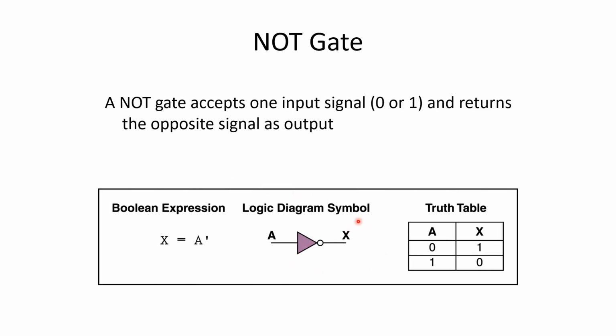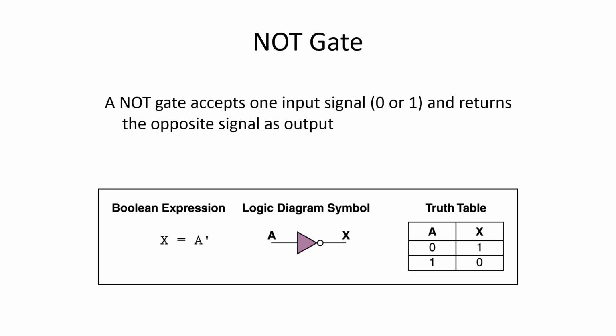The NOT gate is a fundamental digital logic gate that inverts its input. It takes a single binary input and produces the opposite binary output. If the input is 1, the output is 0 and vice versa. The Boolean expression for a NOT gate is x = a̅, where a is the input and x is the output, with the overline indicating inversion.